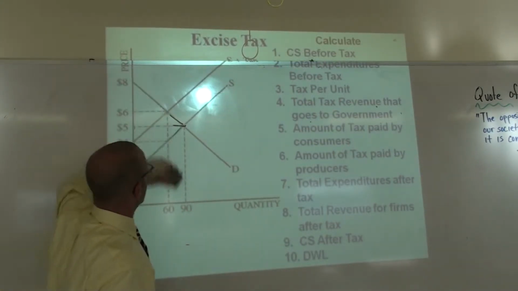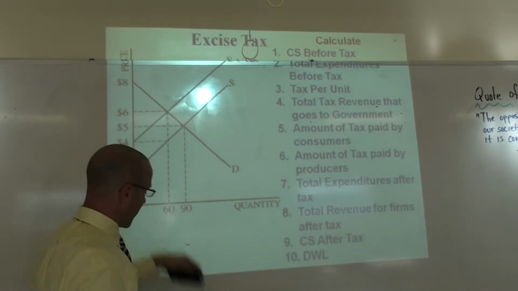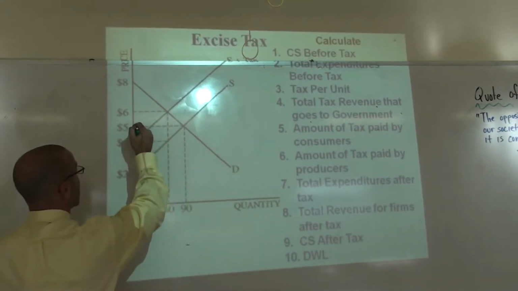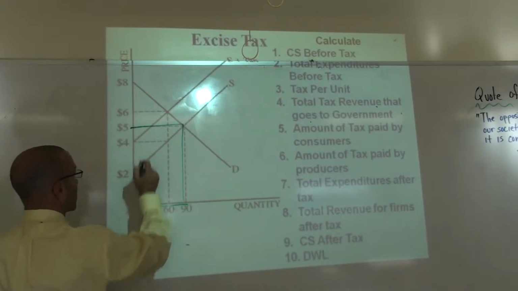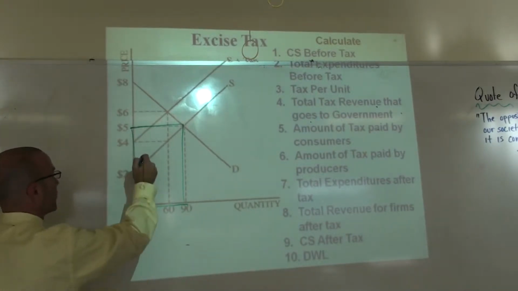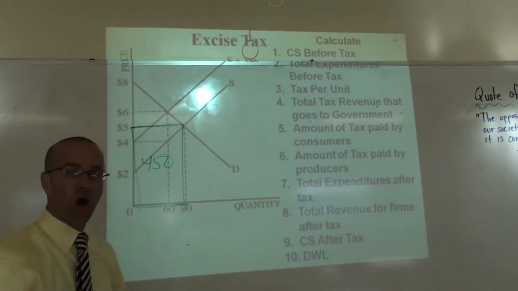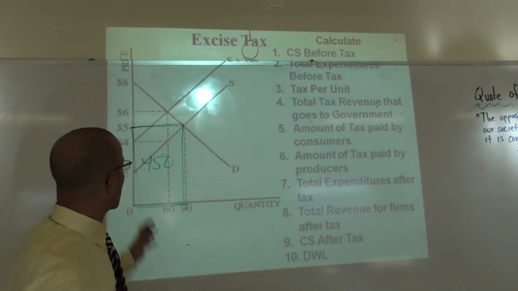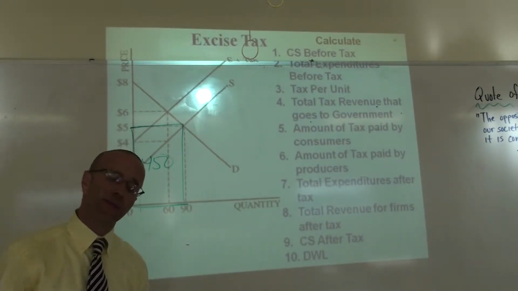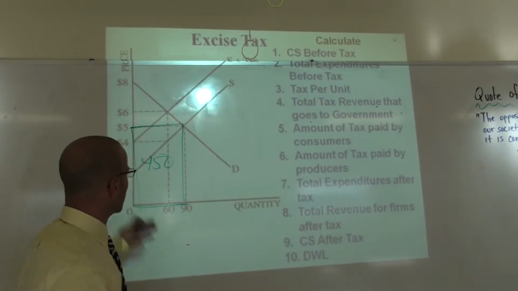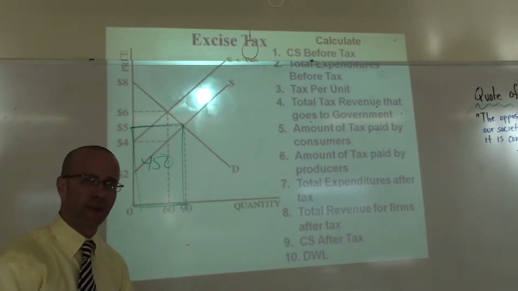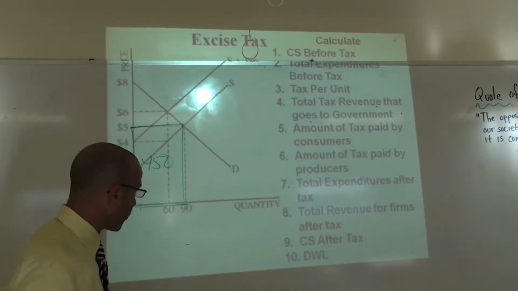All right, next question. What is the total expenditures before the tax? Well, $5 times 90. There you go. $450 is the total revenue before the tax. All that goes to the producer. Consumers are spending $5 per unit. Producers are getting $5 per unit. Consumers are spending a total of $450. Producers are collecting a total of $450.